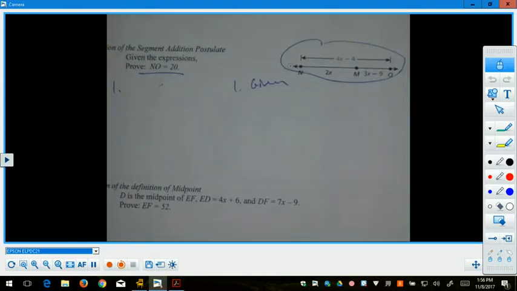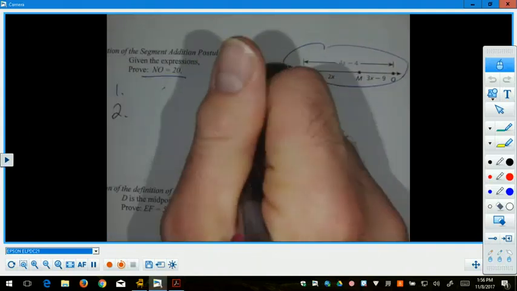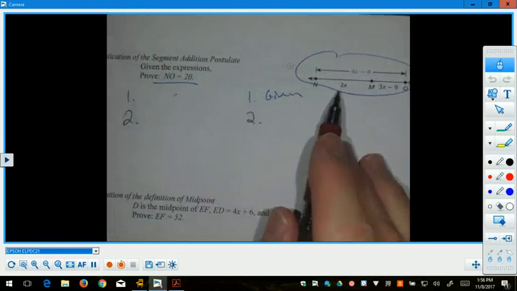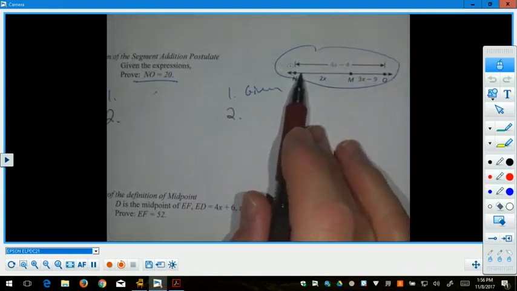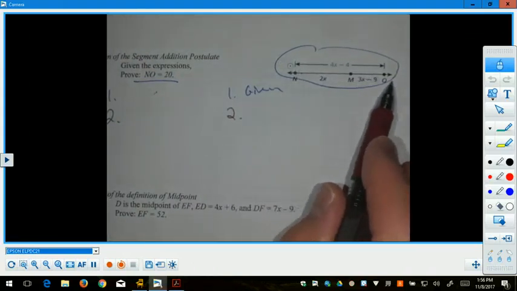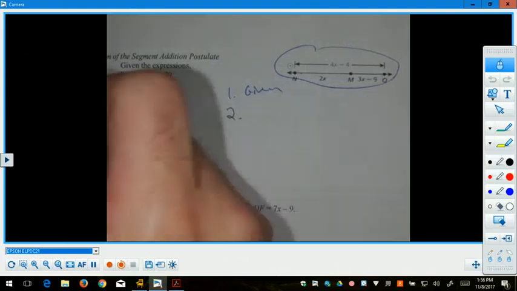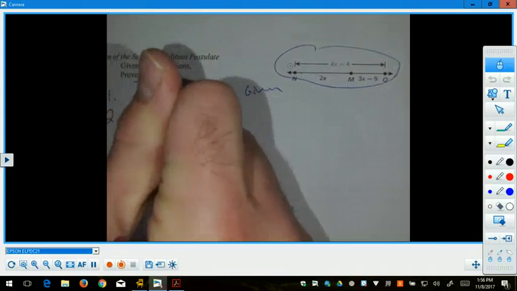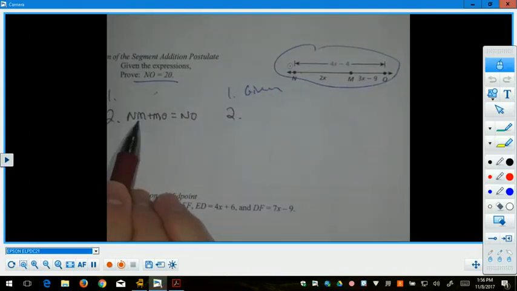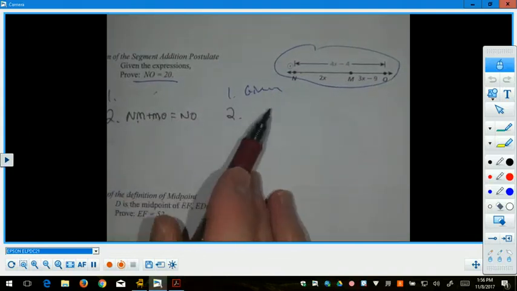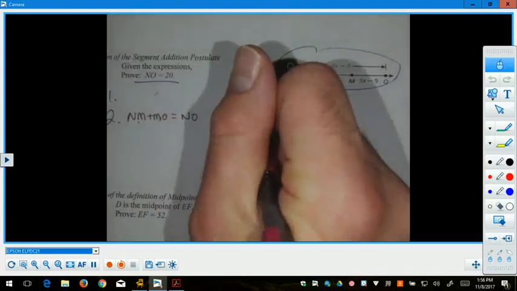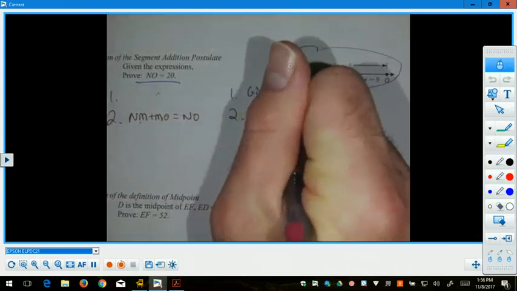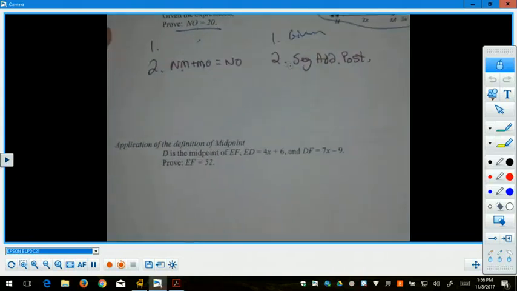Really, I don't normally put that as my first line when it's segment or angle addition. But you can, so I just put it in there. My next line is going to be about the segments themselves, NM and MO, and NO. So NM plus MO equals NO. I'm saying that this segment piece plus this segment piece, which are connected, adds to the whole thing. That is the segment addition postulate, Euclid's segment addition postulate, that allows us to write that equation.